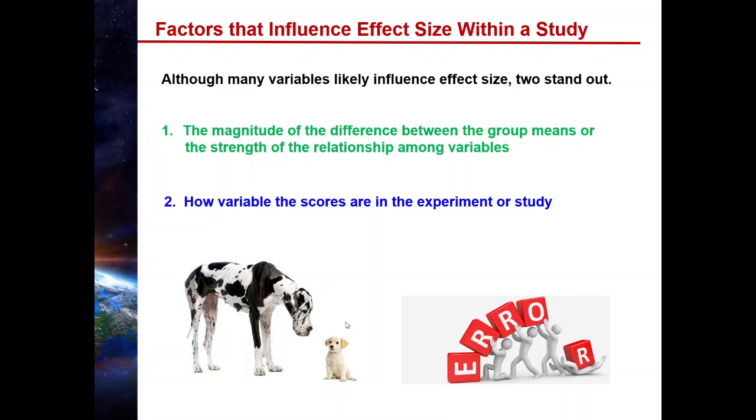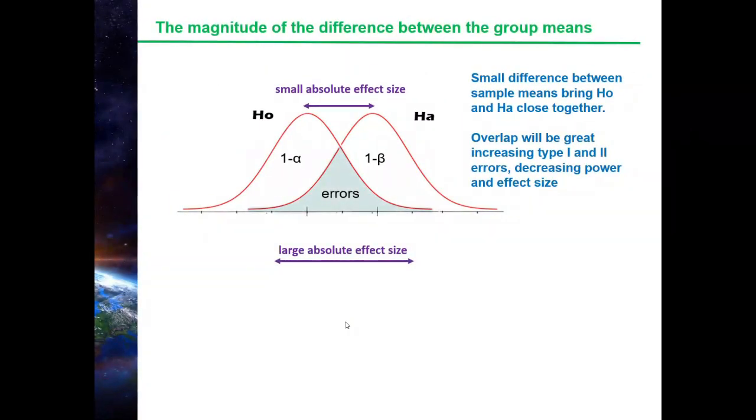So let's go into a little bit more detail about each, and then we'll look at how we're going to manipulate these things in a study so that we can have that win-win-win situation we're looking for. The first one is the magnitude of the difference between the group means. We could have a study where the absolute effect size is very small. What would that look like? Remember, that would be like the Tylenol and Advil experiment.